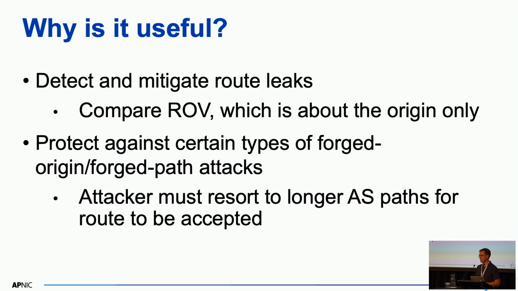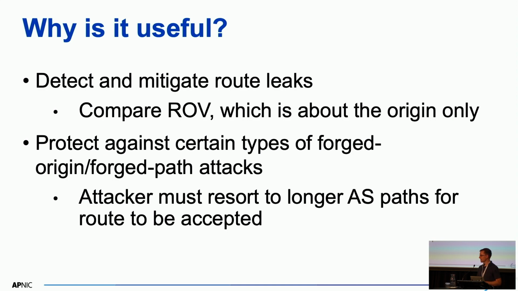The main reason this is useful is that it can be used to detect and mitigate route leaks. The adjacency information can be used to, at least in some cases, determine that there's a valley in the route and that therefore it should be dropped. So compare route origin validation, which is just about the origin. It's just about making sure that the beginning of the route is correct.